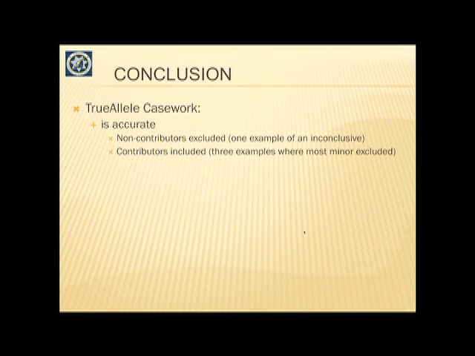So in conclusion, TrueAllele casework is accurate. Non-contributors were excluded except for 1 example of inconclusive, and contributors were included. We did have 3 examples where the most minor contributor provided a negative log likelihood ratio, and those were instances where there was a great deal of allelic and locus dropout.